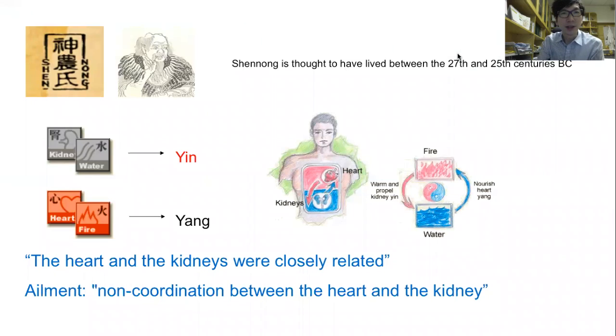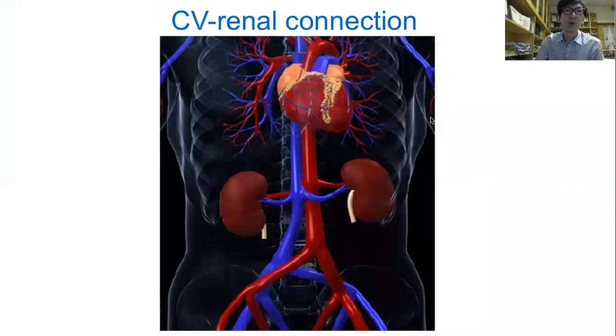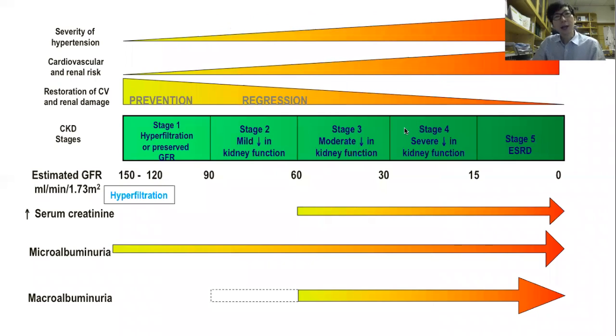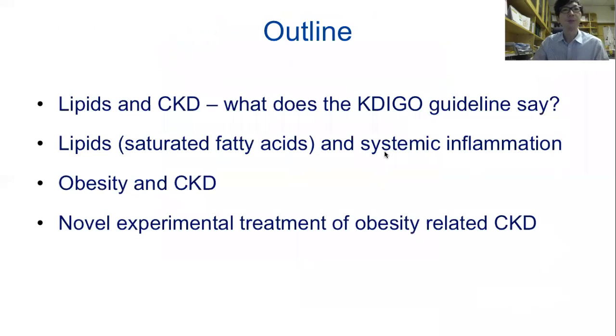Shen Nong is an ancient Chinese physician who over 4,500 years ago already observed a close relationship between the heart and the kidneys. Nowadays, of course, we know of a very close relationship in what we call a cardiorenal link between the heart and the kidneys. And we already know very well that with decreasing kidney function, there is increasing risk of cardiovascular morbidity and mortality.